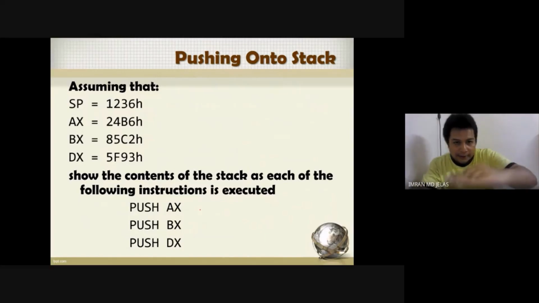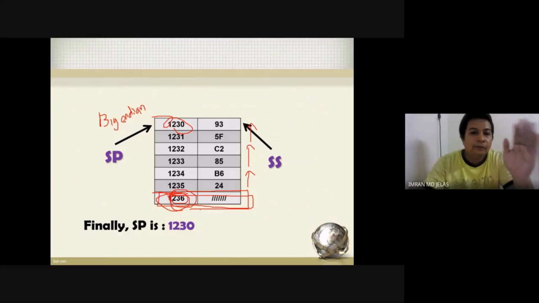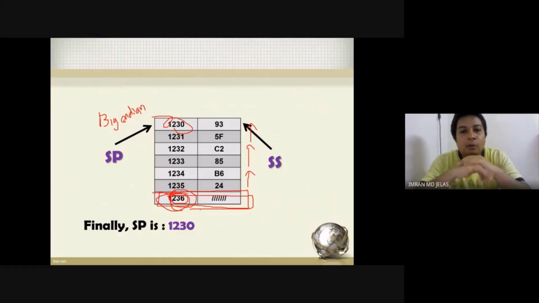So the stack starts from the bottom. Okay, so now the address is 1236. So when you push AX, the 24 will be stored at location 1235. Only 2 digits are stored instead of all 4 digits, because we have to remember we are assuming that every block of the memory can only save 1 byte. Okay, 1 byte means there are only 8 bits.